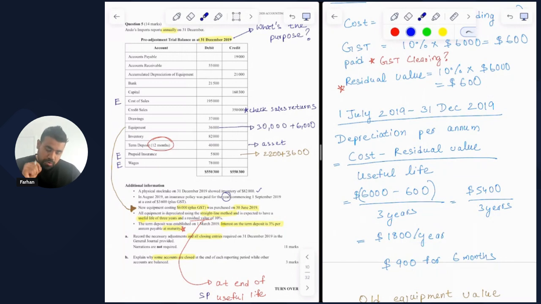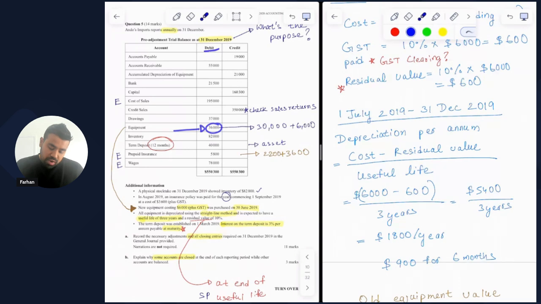Now, we also cannot forget the old equipment that we have in the books. Now, if you check the pre-adjustment trial balance, you can see the total of equipment is reported to be $36,000 within the debit column, which refers to the total cost value of all the equipment that we have.